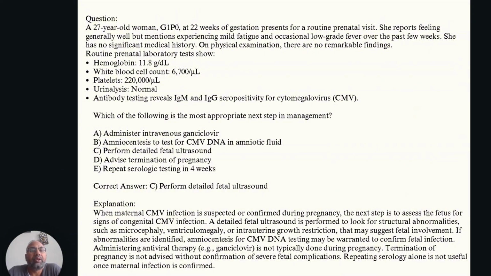Administering IV ganciclovir: we said no, there is no role for any antiviral therapy here. Then amniocentesis to test for CMV DNA, there is nothing like that. And then what are we going to do? Perform a detailed fetal ultrasound. Why are we going to do this? This is basically to rule out any effects of CMV that the baby may be having. As we said, the baby may have microcephaly, so that can be seen on a fetal ultrasound. If the baby has a small head, that can be made out on the fetal ultrasound. Then advise termination of pregnancy, of course, we will not do that. And then repeat serologic testing in 4 weeks. There is no use in doing that because it is still going to be positive and the baby may already be affected by it. So we are not going to do that either.